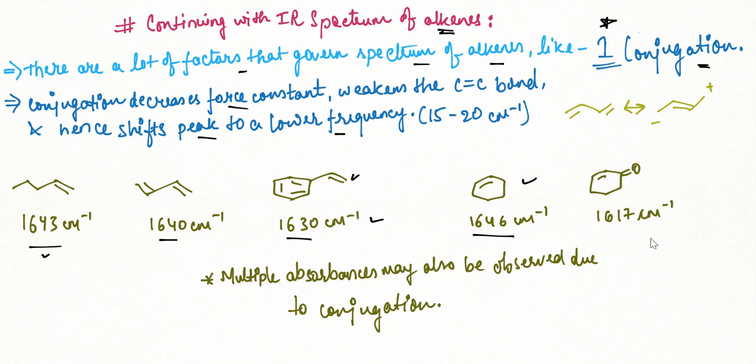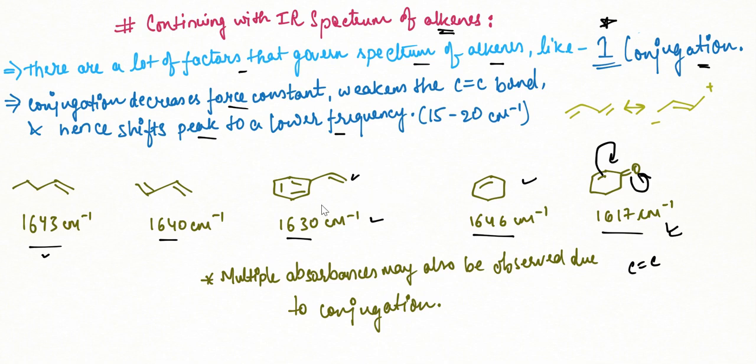Okay, alright, and what do we see now guys? See, what we see is over here, if we are having an electron withdrawing system like this, if we are having a carbonyl, then definitely because of resonance into the carbonyl group, this alkene carbon-carbon double bond becomes very weak because of the electron withdrawing nature of the carbonyl group, and that is why we are getting such a low value.